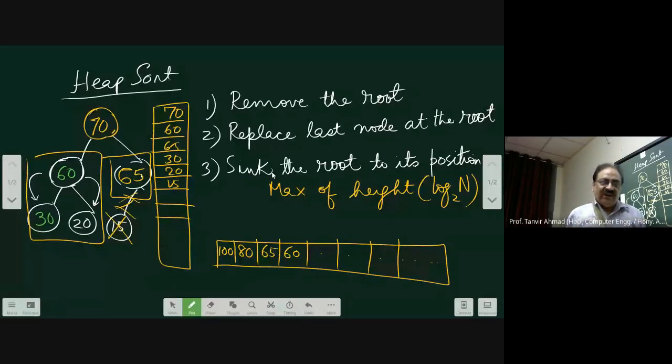Now the sorting comes after you already have a heap tree, and once you have a heap tree, you have to perform these three steps, which will again take an order of n log n.